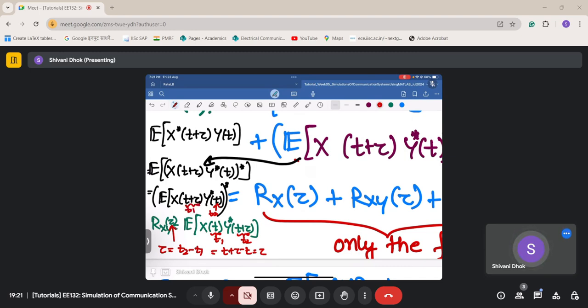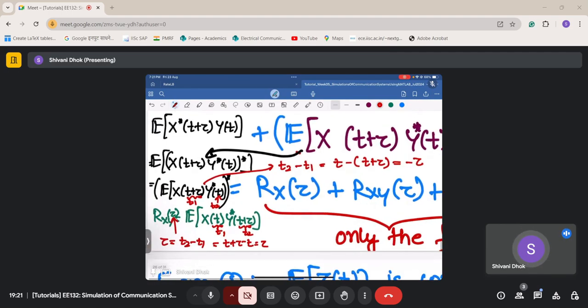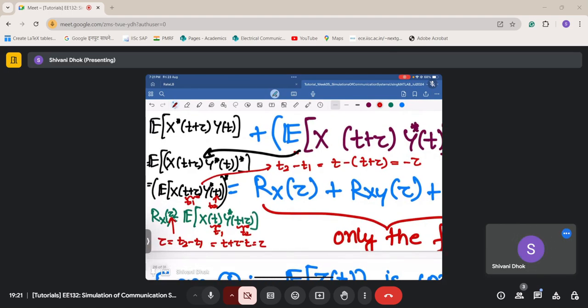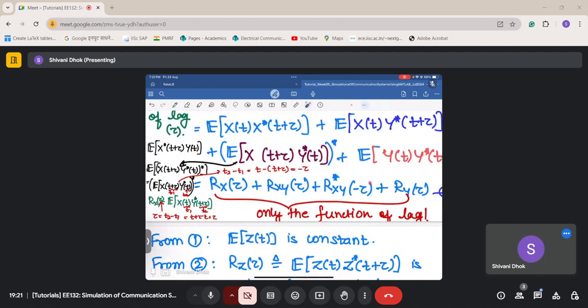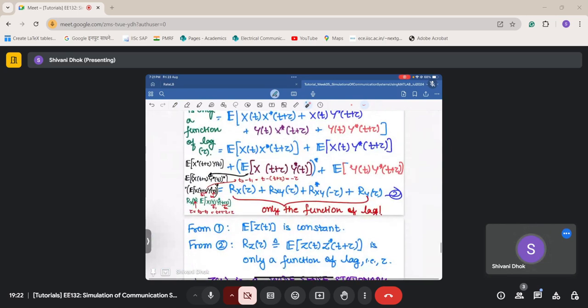So when we take t2 minus t1 for this particular thing, this will be equal to t minus t plus tau, which is equal to minus tau. So the inside thing, whatever we are having, is simply rxy of minus tau. And we have a conjugate sign outside, so that will give me rxy conjugate of minus tau.